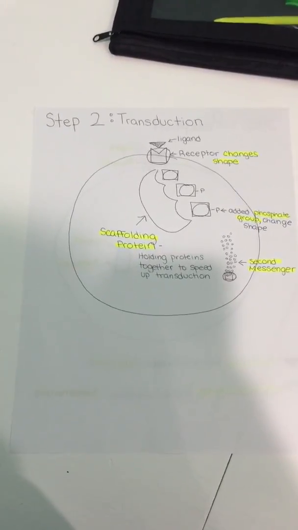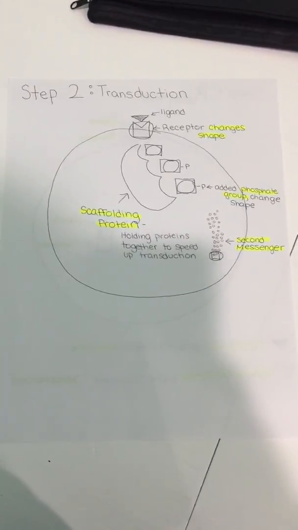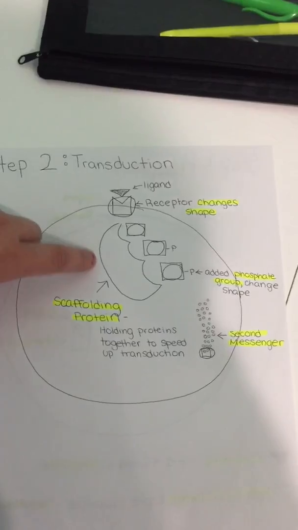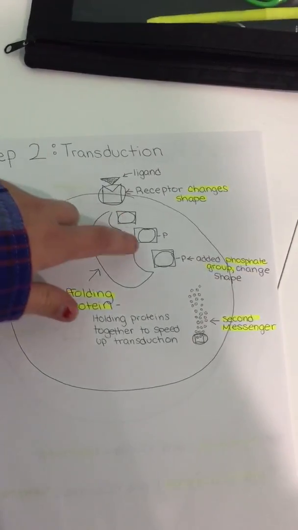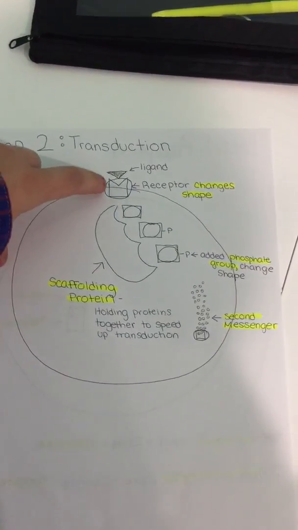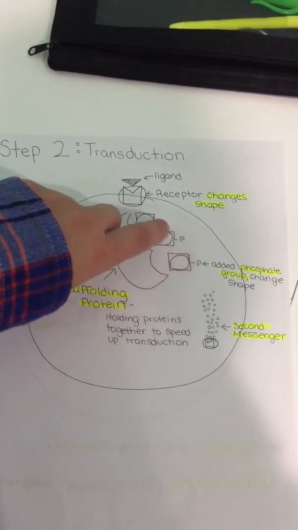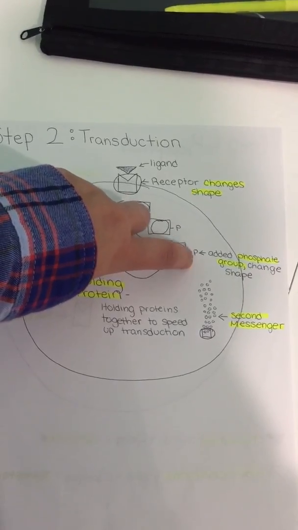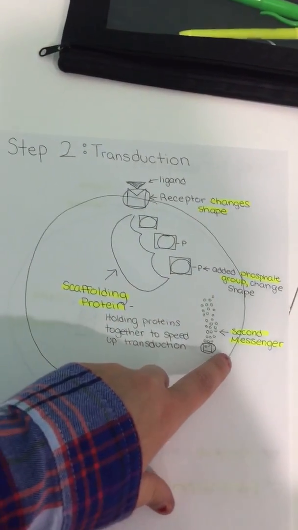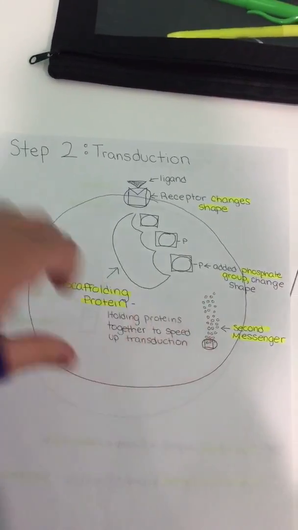Something used in transduction can be scaffolding proteins, which hold proteins together to speed up the setup. As you can see in the picture, this is the scaffolding protein, which is holding the proteins together to speed up the transduction. And then all these, the receptor and then the proteins, these all change shape. Then the phosphate groups are added to the proteins. This is the second messenger, which is being diffused or spread out.